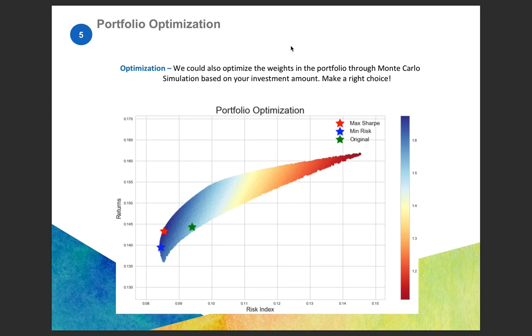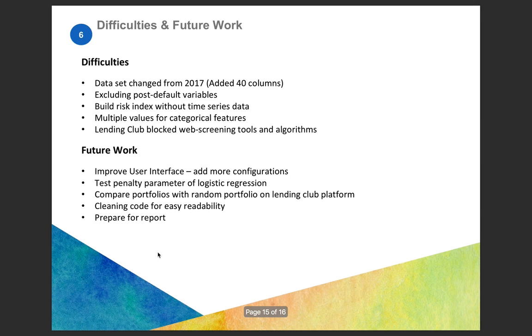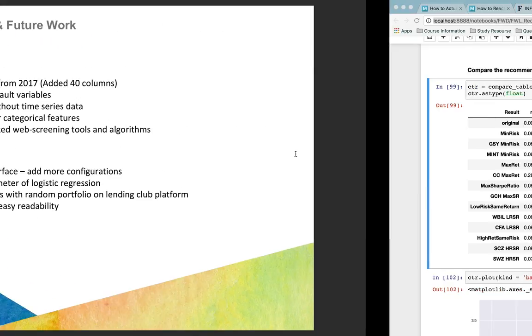This is the optimization result. In the graph, we can see that these points are generated by Monte Carlo simulation. The red point is the max Sharpe ratio portfolio combination. The blue star is the min risk portfolio combination. The green star is the original portfolio combination. We can also test our portfolio part in the UI design.